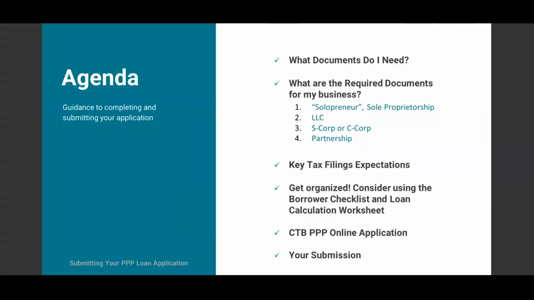So our agenda this evening, you'll see that we're going to talk about some guidance to helping you complete and submit your application. The first being, what documents do I need? Second, what are the required documents for my business? Whether you're a solopreneur, an entrepreneur, or sole proprietorship, whether you own an LLC, an S Corp or a C Corp, or even in a partnership, we're going to talk about the documents you need no matter what your business status is. We're going to talk about some key tax filing expectations. We're going to talk about just getting organized.